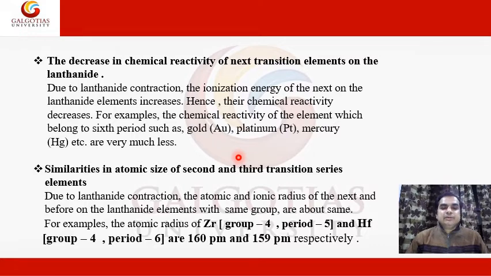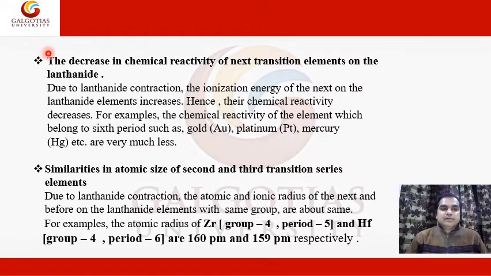The decrease in chemical reactivity of the next transition elements after the lanthanides. We can see that due to the lanthanide contraction, the ionization energy, which is required to remove an electron from the elements in the gaseous state, of the elements after the lanthanides increases. Hence, their chemical reactivity decreases due to the increase in ionization energy. For example, the chemical reactivity of the elements which belong to the 6th period, such as gold, platinum, and mercury, is very much less.